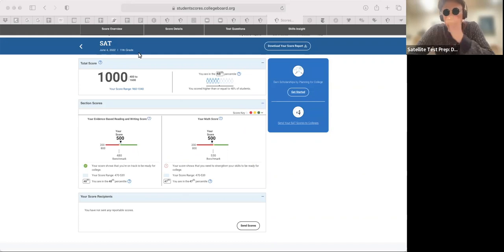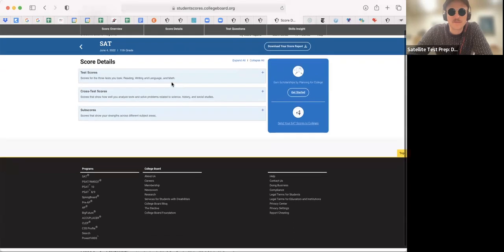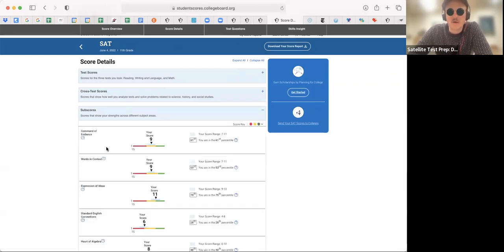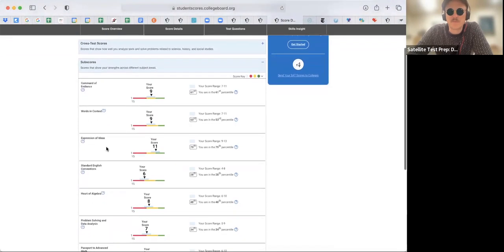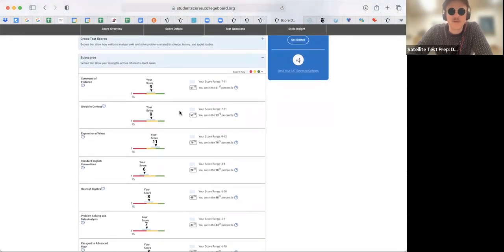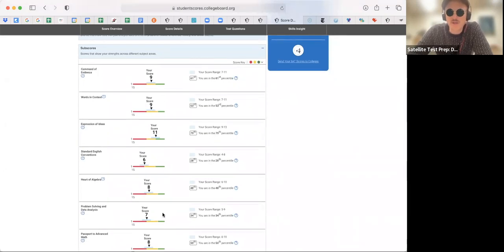Then what you'll probably be curious about is more detail, more information. So if we click on score details here, it'll come to a screen like this, and you'll see test scores, cross-test scores, and subscores. Subscores give you a real detailed breakdown of the types of questions that were on each section. This could seem kind of overwhelming. What you want to do generally is just look for the high and the low numbers. So notice we have an 11 as a high and a 6 as a low. And this gives us a little information.